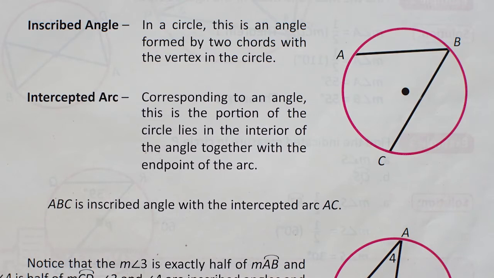Then another figure, the intercepted arc corresponding to an angle. This is the portion of the circle that lies in the interior of the angle, together with the endpoints of the arc. So we have ABC as an inscribed angle with the intercepted arc AC.